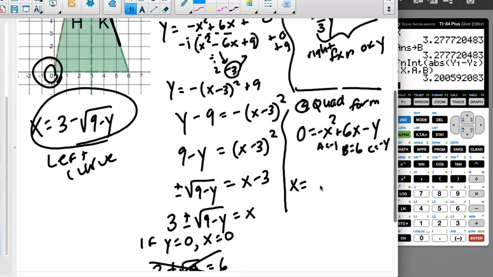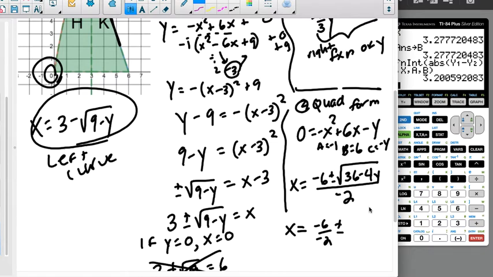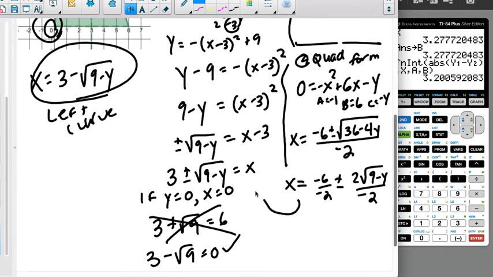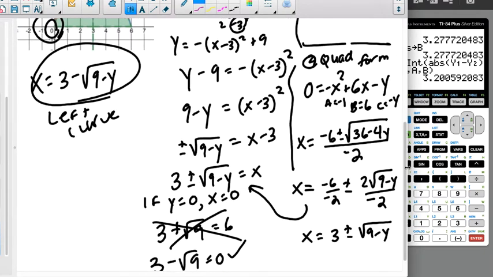So you would get that x is negative b plus or minus the square root of b squared minus 4 times a times c, which will end up being minus 4y, all over 2a, which would be just -2. So this ends up being x equals -6 over -2, plus or minus, and you can take that 4 out, so you get 2 root 9 minus y all over -2, right? And you'll notice that this actually ends up putting me at the same spot with this answer, because I get x is 3 plus or minus essentially a root of 9 minus y, and that's the same answer, and then you go from there.